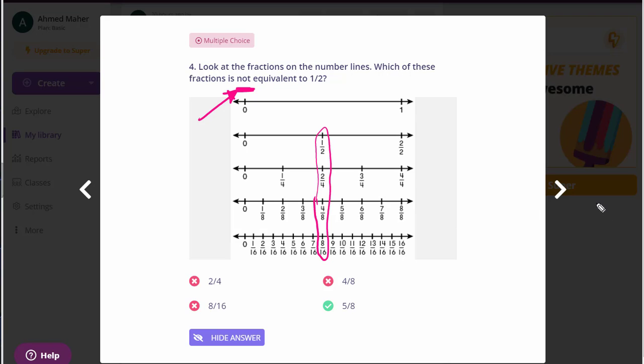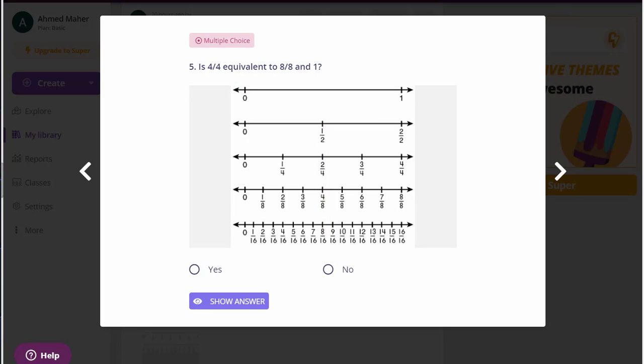Great work. My heroes, everyone, do you have any problems with question number 4? So, 1/2 equals 2/4 equals 4/8 equals 8/16. So, the only one that is not equivalent to 1/2 is 5/8. This one. Any problems? Okay, so let's move to the next question.